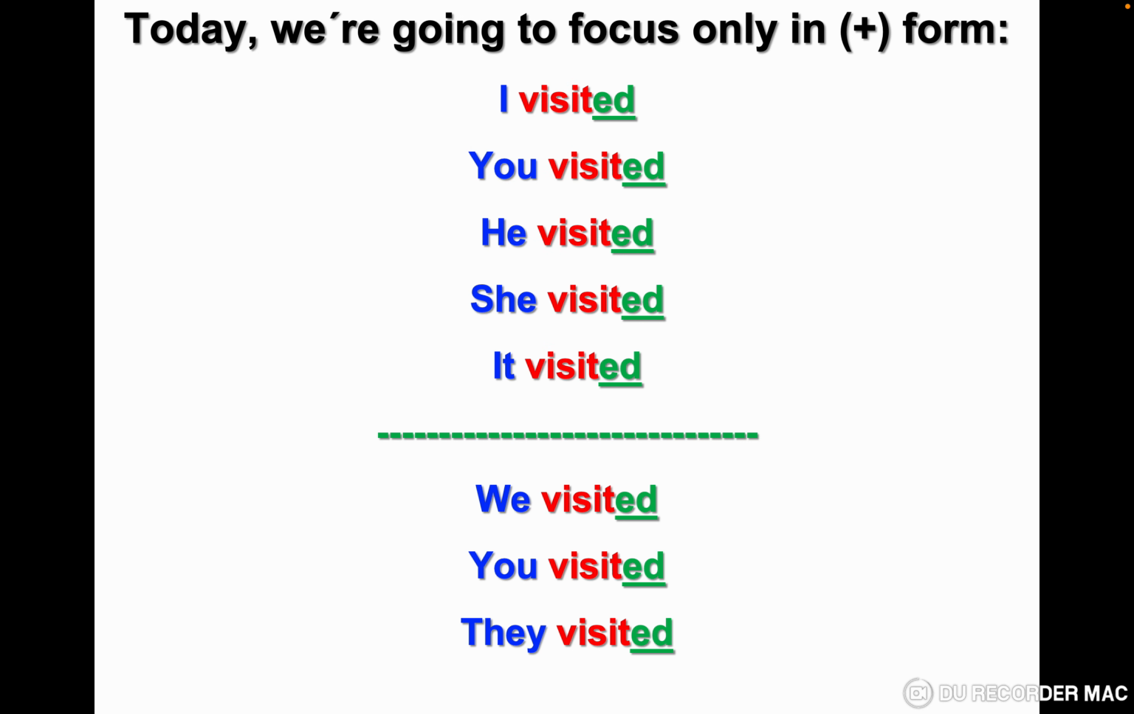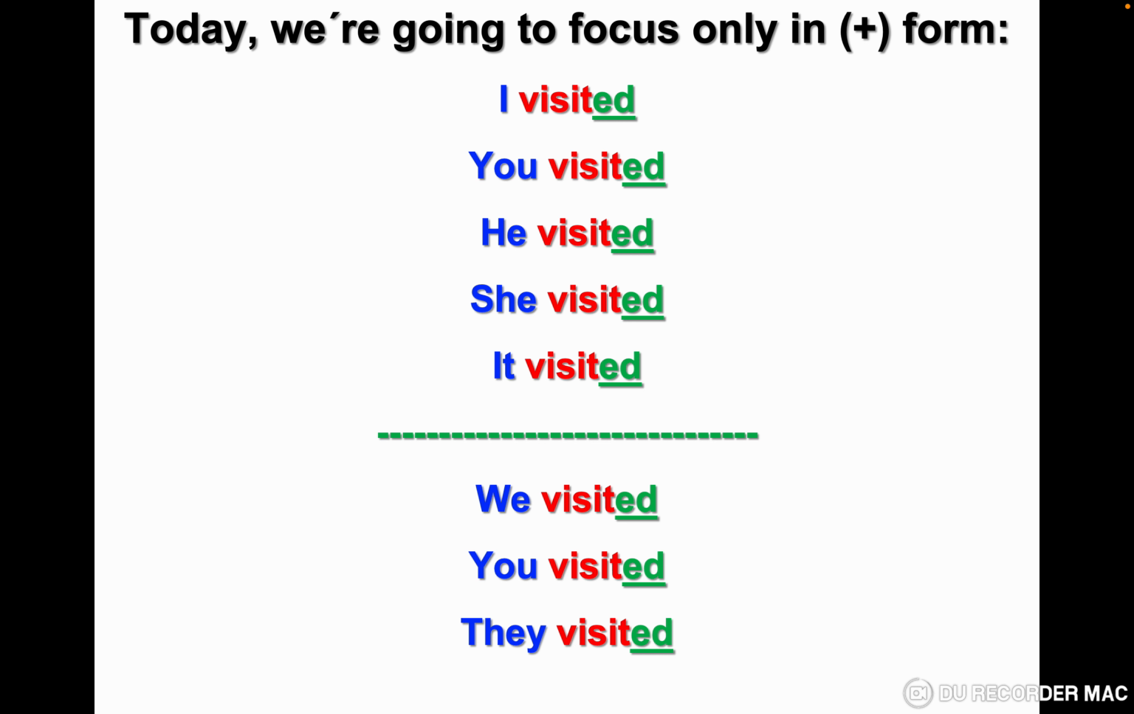Today we're going to focus only on the positive form. The positive form, as I said in the previous lesson, is the most important in the past. Why? Because the verb is conjugated in the past only in the positive form. In the negative and question, there is no past tense, there is just the infinitive. So I visited is positive. Negative, I didn't visit. We cannot say I didn't visited. No, it's not correct. So remember that the past is just in the positive form.